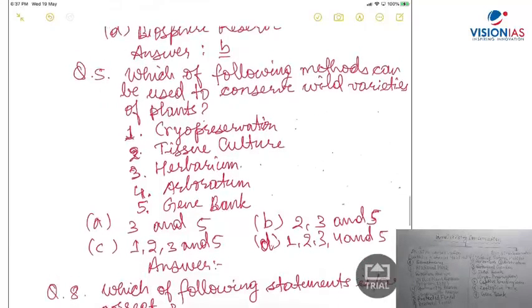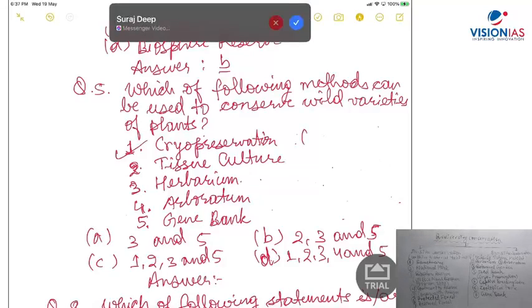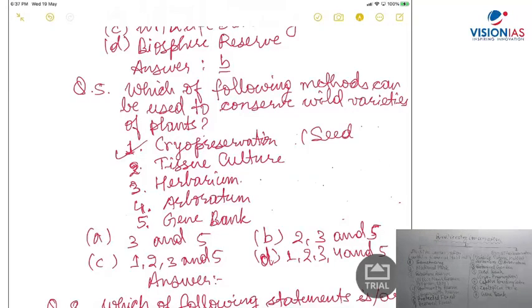So here the answer will be all of this. Cryopreservation, like for seed bank. For seed bank, this cryopreservation is done, right? Tissue culture is for an artificial medium where we can grow plants. In agriculture universities and all, tissue culture is done there. Herbarium is also there. Arboretum is for trees, and particularly in a botanical garden you have all this. And gene bank, again, can be done for plants also and animals also, both can be done. So here the answer will be 1, 2, 3, 4 and 5. D is the answer.